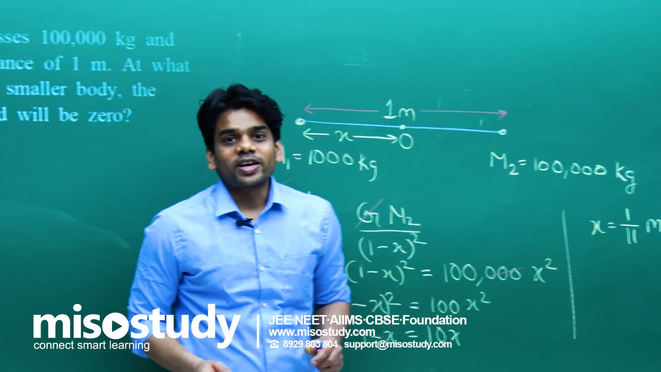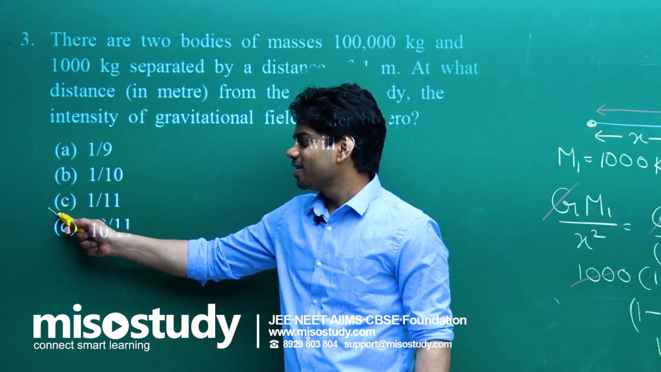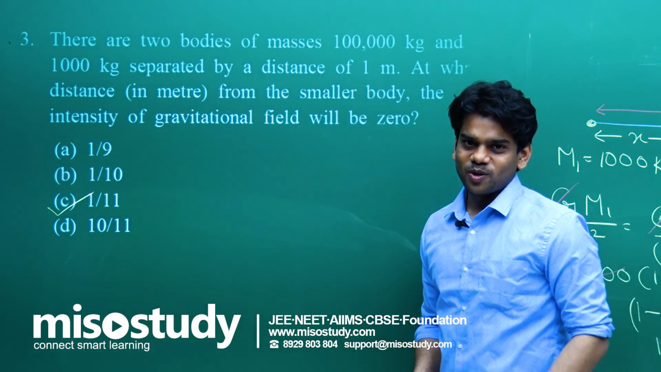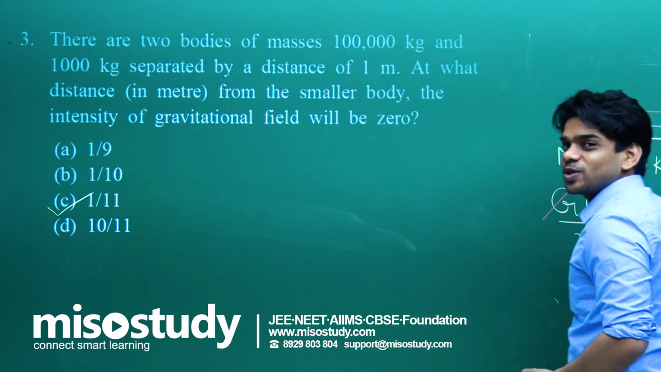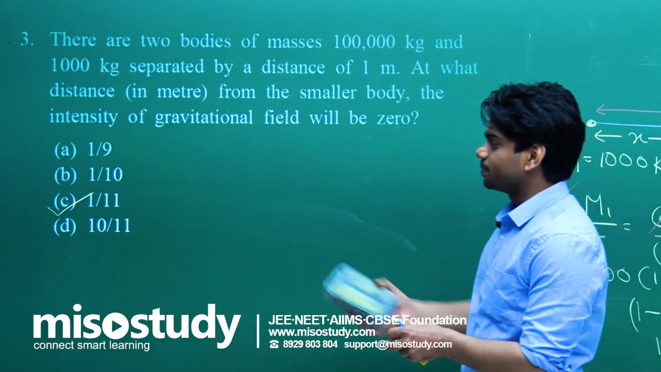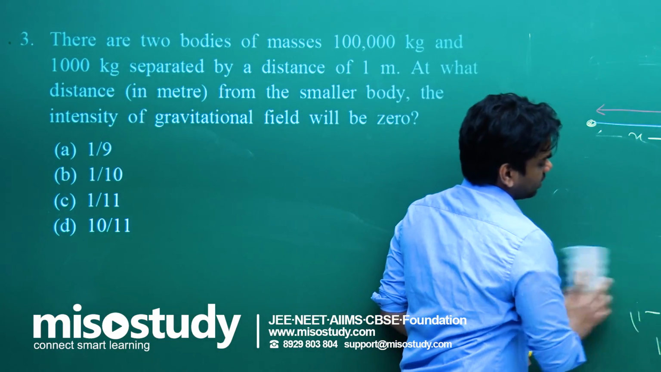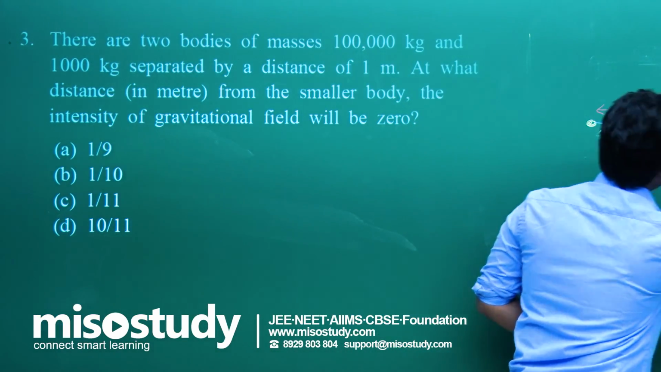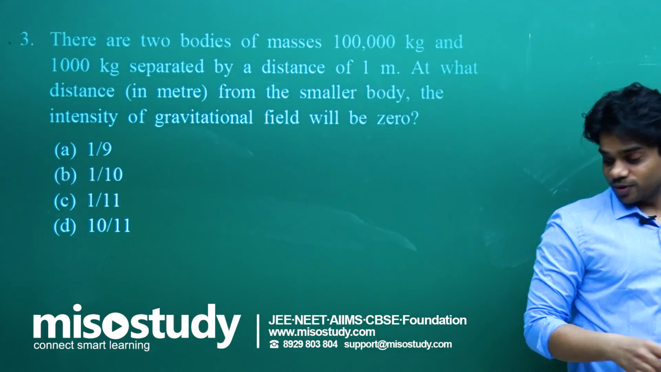So at the distance of x equal to 1 by 11 meter, the gravitational field will be 0. Option number C matches the right response. This is how you have to proceed in the case of questions based upon gravitational field intensity. This is how you have to solve them. Straight away, let's switch to the next question. Prior to that, just let me get the board ready. Next question of the class we have.